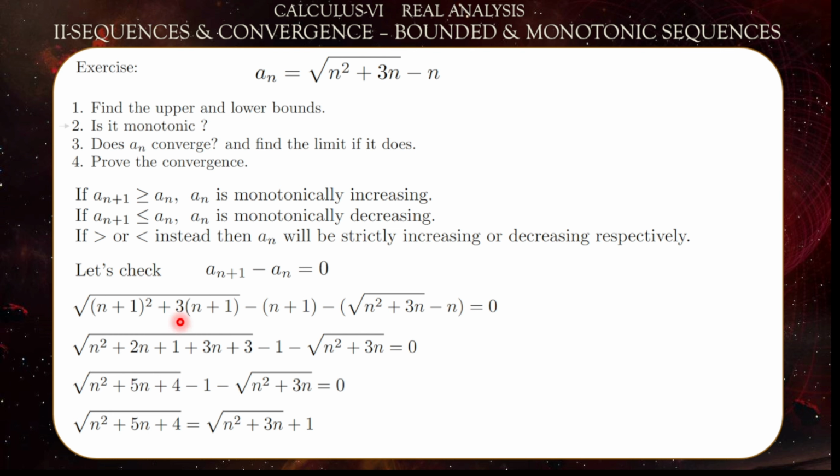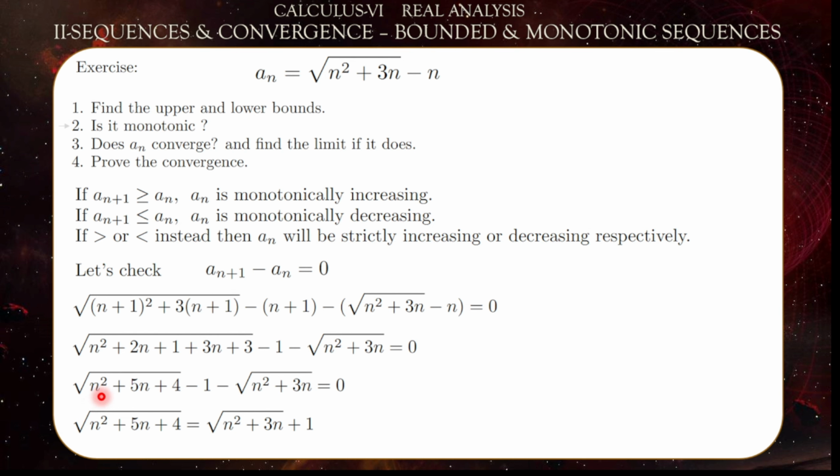So square root of (n plus 1) squared, we simply replace n by n plus 1, plus 3 times (n plus 1) minus (n plus 1), minus square root of n squared plus 3n minus n, which is a_n, is equal to 0. Square root of n squared plus 2n plus 1 plus 3n plus 3, minus 1. You have minus 1 here and minus n versus plus n, so n cancels out, minus square root of n squared plus 3n equals 0.